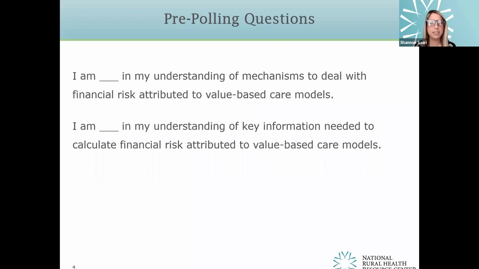Next poll question, please. I am confident to unconfident in my understanding of key information needed to calculate financial risk attributed to value-based care models. Couple more seconds and then please close the poll. So 22% are somewhat confident, 39% are neutral, 22% are somewhat unconfident, and 17% are unconfident. Thank you for participating in today's polls. Next slide, please.